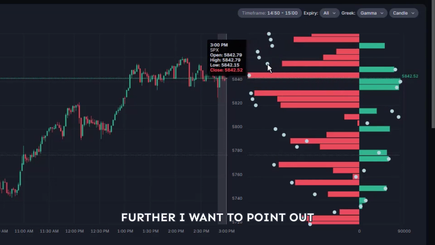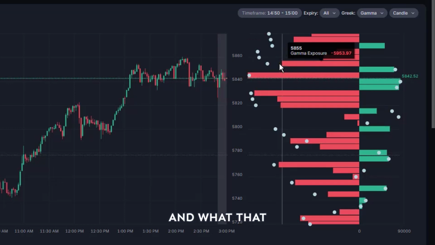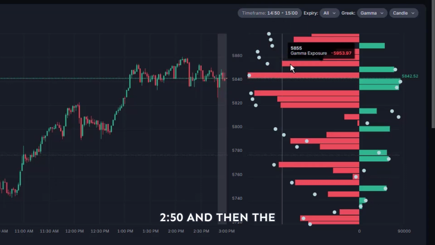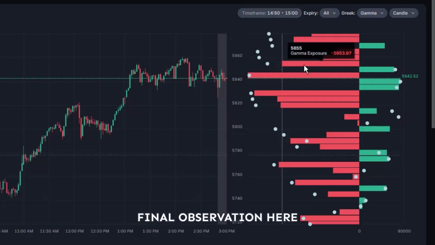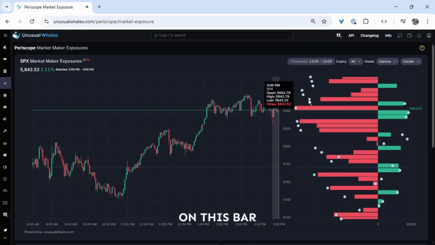Now, before we go any further, I want to point out that on each strike you have this white dot, and what that shows you is the position of that bar on that strike from the last time slice. So this white dot right here is from 2:40 to 2:50, and then the red bar is the 2:50 to 3 o'clock final observation here. So even when you're not looking at a historical period, you're still able to get a quick view of what happened on this bar in the 10 minutes previous to this particular 10-minute slice that we're on right now.